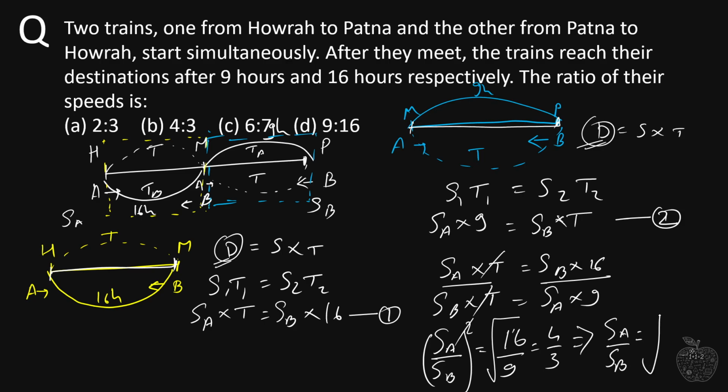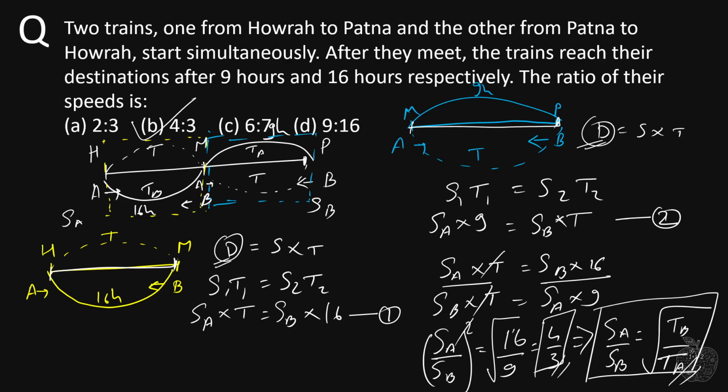Or we can also say that SA over SB is equal to the square root of 16 over 9. What is this 16? 16 is TB, and this 9 is TA, and this is the formula that we used to solve this problem earlier, right? So this is how this formula comes into the picture. So I have told you the concept behind this formula, and we have also got our answer, which is 4:3. So here option B is the correct one.